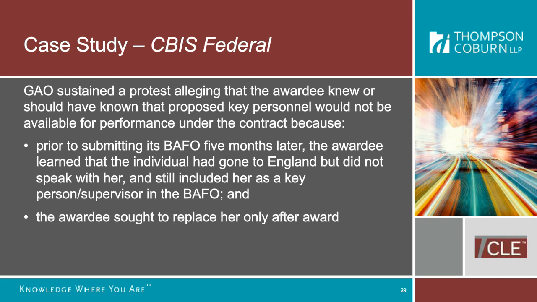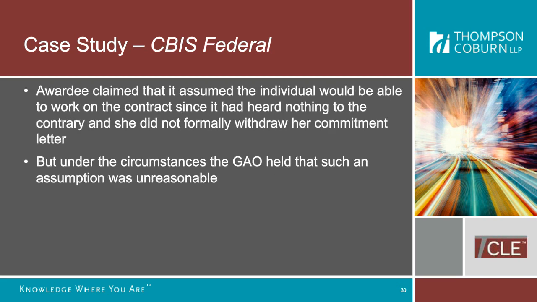The awardee claimed that it just assumed that this person would be available to work on the contract since they hadn't heard otherwise from her, and she didn't formally withdraw her commitment letter that she had signed at the very beginning of the procurement. But GAO said under those circumstances, the assumption was not reasonable that she would be available for work.